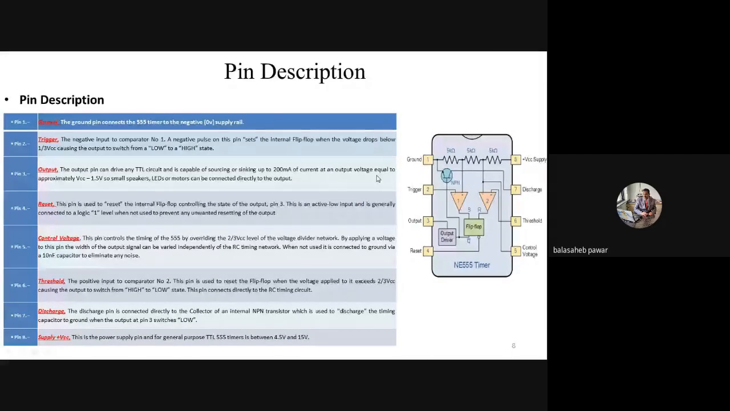So the output voltage is approximately VCC minus 1.5. See, this TTL output will be 5 volt. Whatever I told, it will be almost equal to 5, but it will depend on how much VCC you are applying. If that VCC is the same, that is 12 volt, then the output available will be 12 minus 1.5, so it will be 10.5.